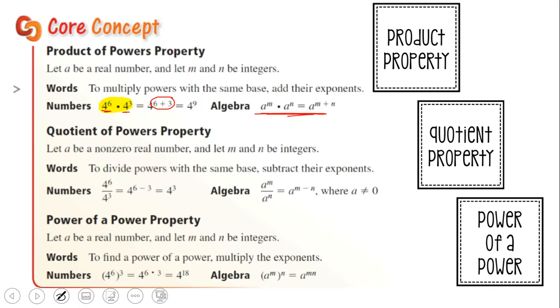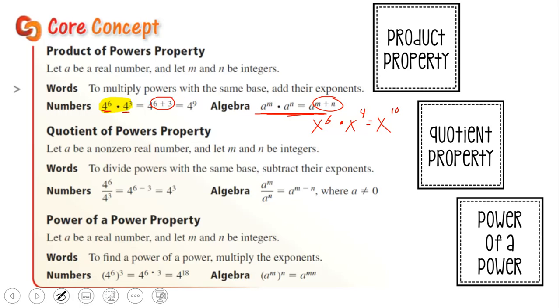So when we have a to the m times a to the n, when we're multiplying exponents together, we add them. So if we had something like x to the 6th times x to the 4th, we would add those exponents together, and we would get x to the 10th power. Okay, so when you're multiplying, you add the exponents.